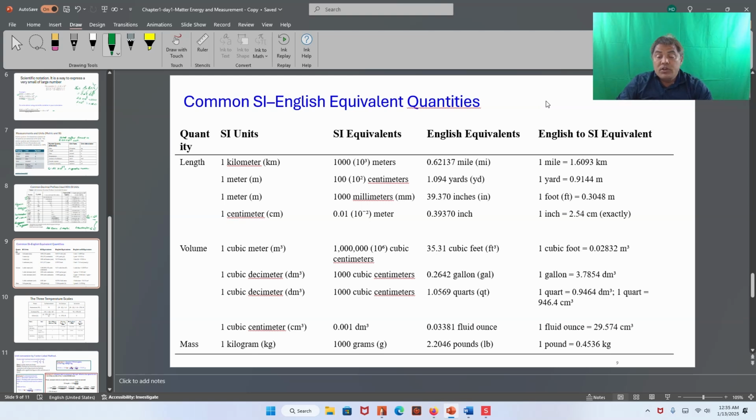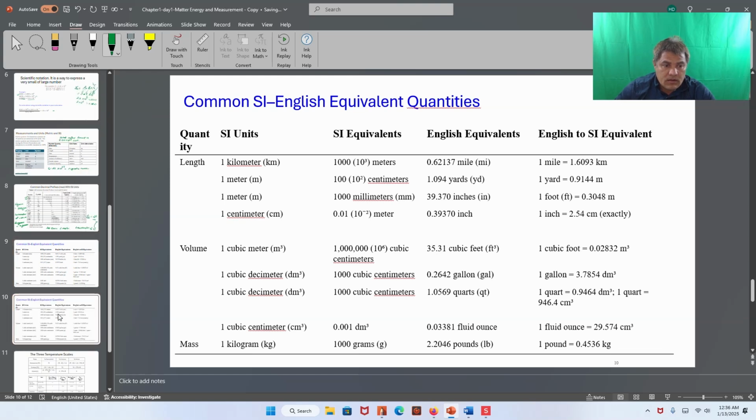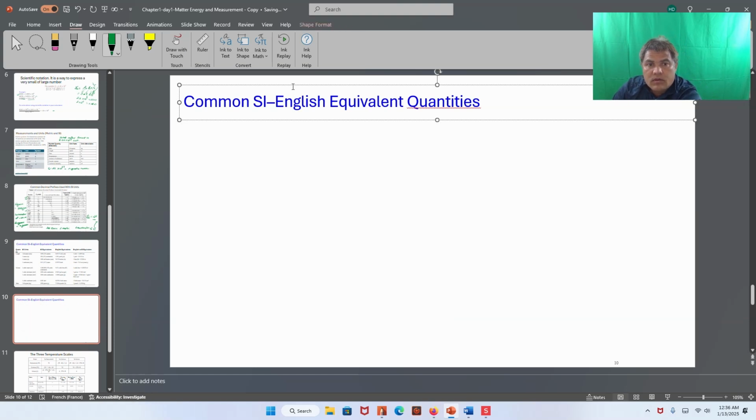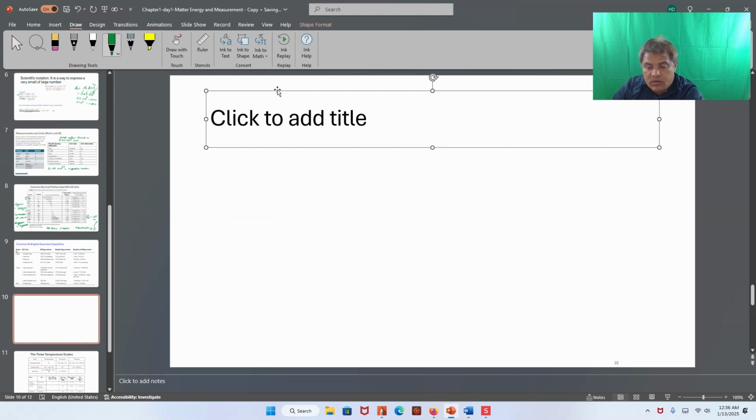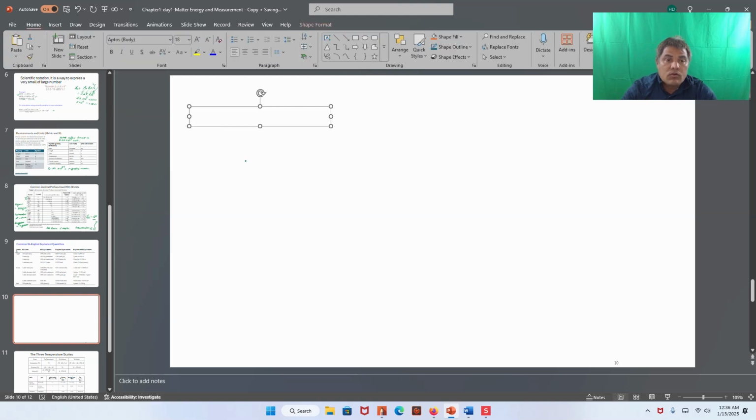So there are some derived units also. Length is a unit, right? The derived unit we will discuss in a minute here. Now let's see the derived SI unit. Let me put the text box here. Derived SI unit means, for example, volume.